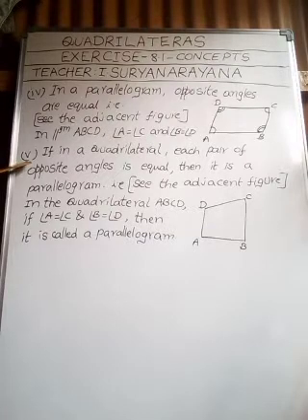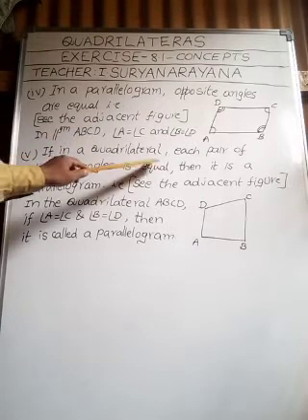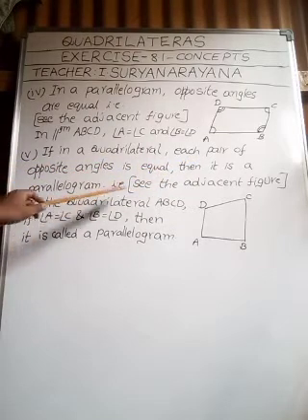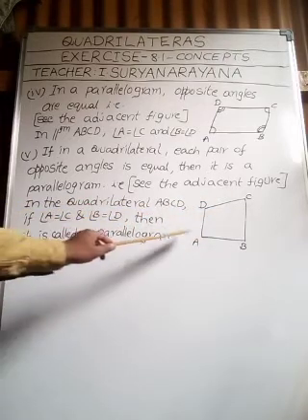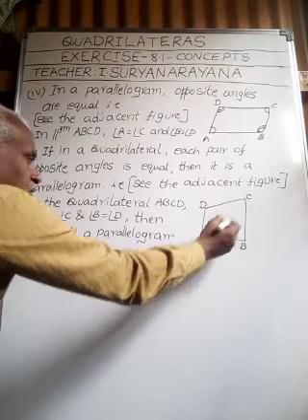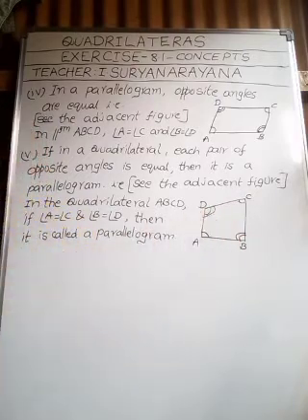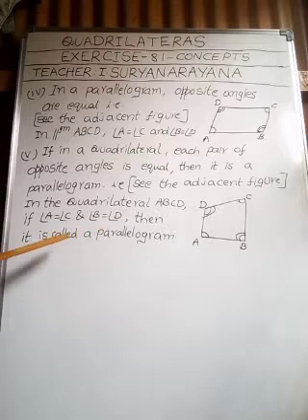Now come to the next point, just the converse of this point. If in a quadrilateral each pair of opposite angles is equal, then it is a parallelogram. See this figure. In a quadrilateral ABCD, if angle A is equal to angle C, and angle B is equal to angle D, if these two conditions are satisfied by a quadrilateral, then the quadrilateral is said to be a parallelogram.